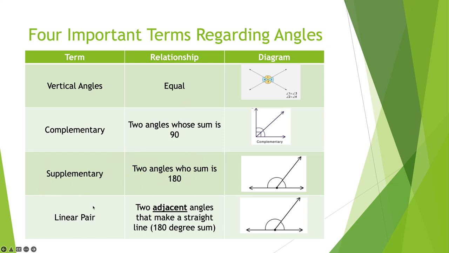And a linear pair is two adjacent angles. Now, adjacent means next to, okay? Like your next door neighbor is your adjacent neighbor. Adjacent means next to. So two adjacent angles are next to each other. That means they share an edge in common, a ray in common. And together they make a line, 180-degree sum. Okay? So those are the four important angle types that we're going to talk about now.